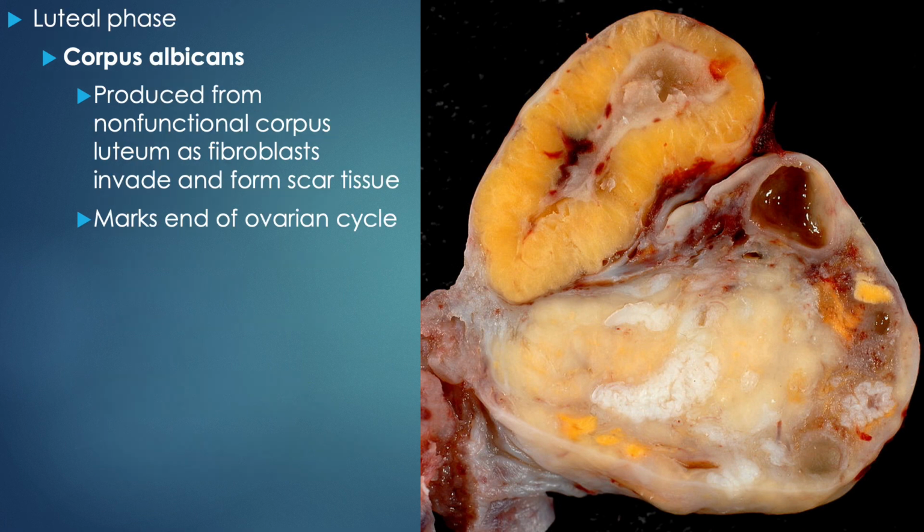Also in the luteal phase, we have the development of corpus albicans, singular, or plural, corpora albicantia. Corpora albicantia are produced by these non-functional corpora lutea, or individual corpus luteum, as fibroblasts invade and form scar tissue. So the development of a corpus albicans is what marks the end of the ovarian cycle. As you can see in this image on the right, everything that you see here that's white is going to be a corpus albicans. Probably the very best example of this is if you look at the furthest most right component of the image, you'll see what looks like a really great convoluted looking corpus albicans. That's a perfect example of one.